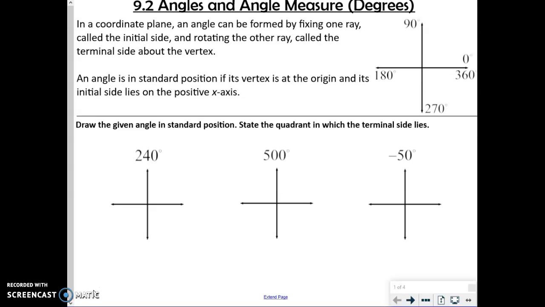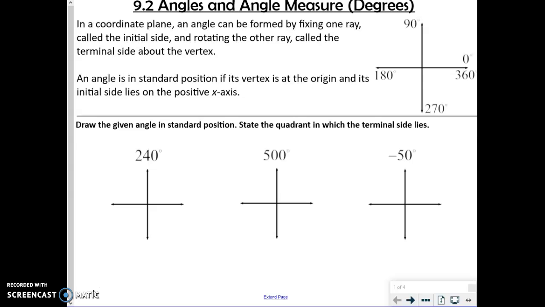Now the ones that we're going to be dealing with are in the next statement. An angle is in standard position if its vertex is at the origin and its initial side lies on the positive x-axis. So that's what we're going to talk about when we talk about angles in a coordinate plane. Unless noted otherwise, they will be in standard position.